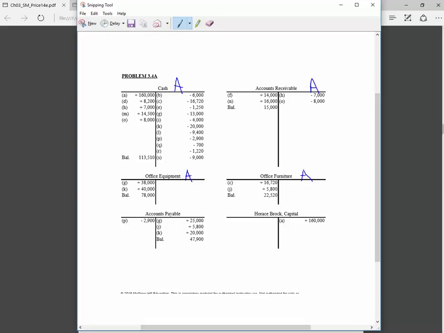Someone asked me this week why these two items couldn't be combined into one account. Well, the reason is that office equipment is more like computers, fax machines and copiers, where furniture is desks and chairs. Your furniture should last like 20 years, okay? Your office equipment, your computers and whatnot, are not going to last 20 years. So that's one way you can think of why they should be in two separate accounts. All right, and then accounts payable is a liability. Horace Brock Capital is owner's equity.